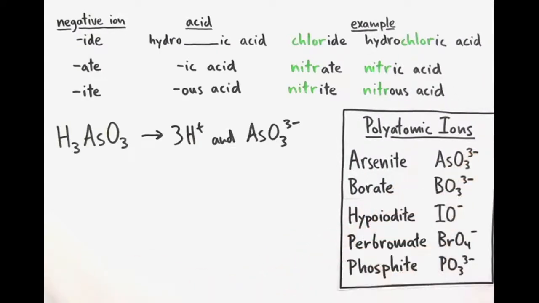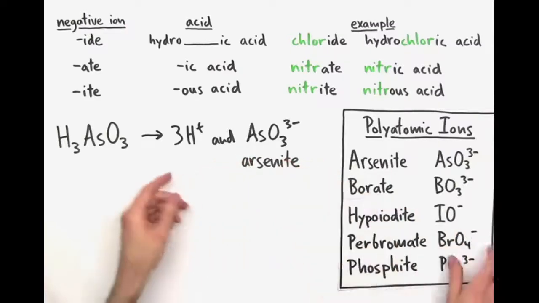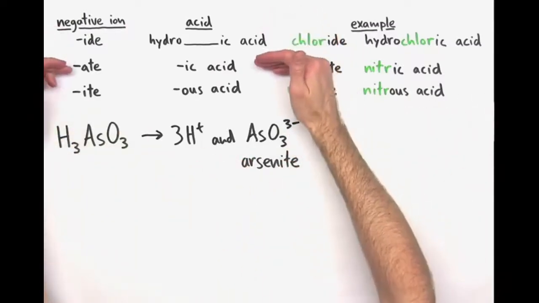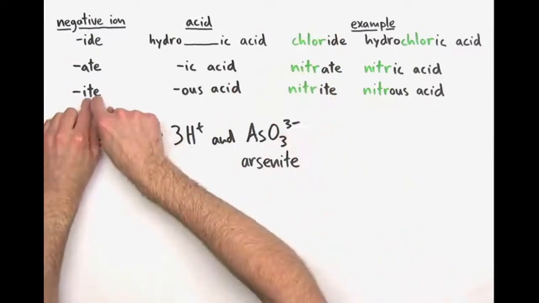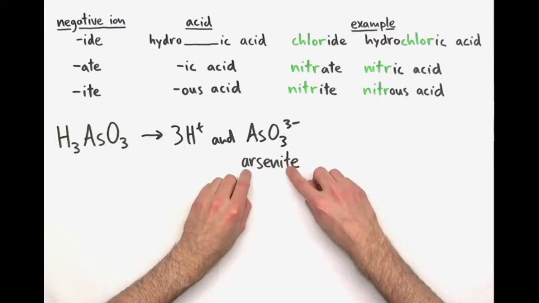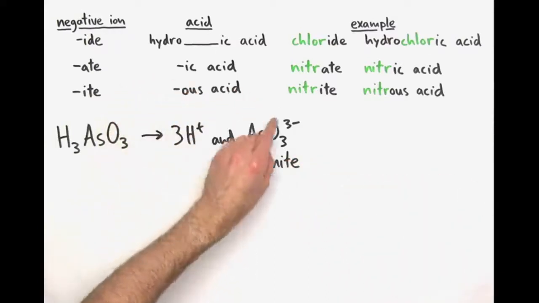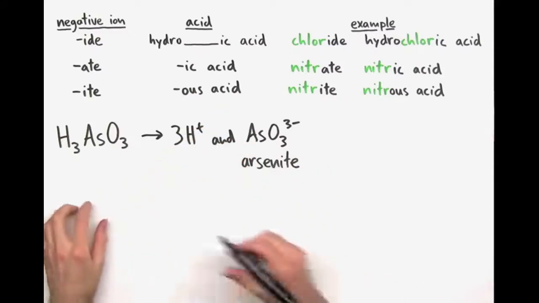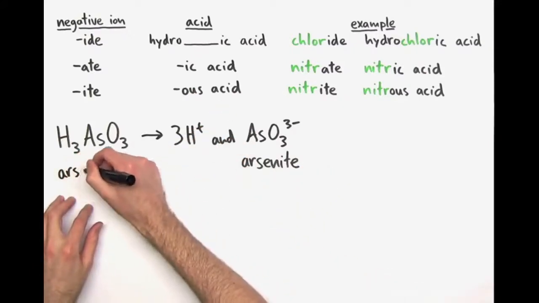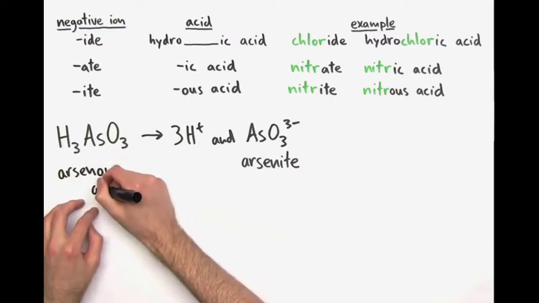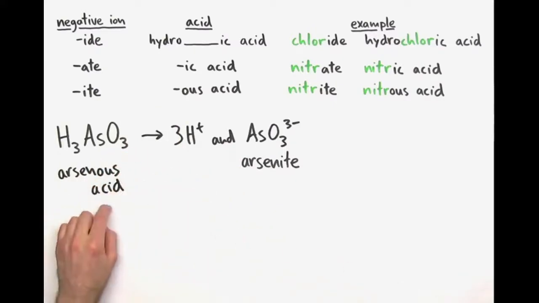AsO3 3 minus is called arsenite. Now that I know the name of the negative ion, I can go to these rules. Which of them do I want to use? I want to use this one here, where the ion ends in ITE. I'm going to remove the ITE and put on OUS acid. So the name of this acid that contains this negative ion is going to be arsen, OUS, arsenous acid.